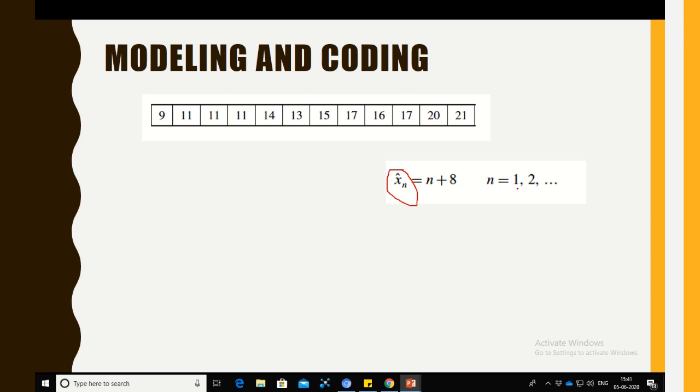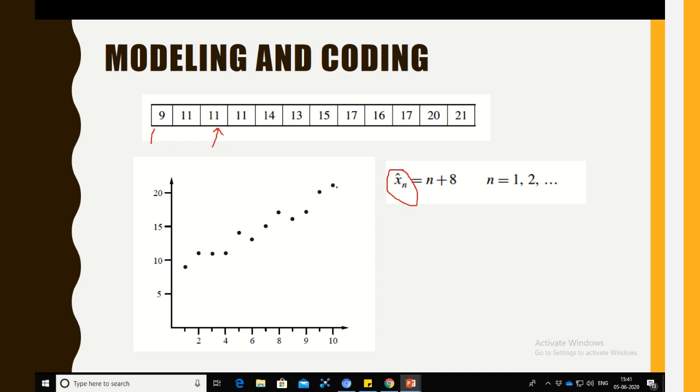When I substitute n equal to 1, I get the first value. When I substitute n equal to 2, I get 10. When I substitute n equal to 3, I get 11. Once I have written it as an equation, I can represent it in terms of a graph. So I have plotted a graph of the actual values. You can implement it in two ways: either represent it with a mathematical equation, or first represent it with a graph, and when I look at the graph, I can say this goes to a linear equation. So I write it down. This is the way I have modeled my data.